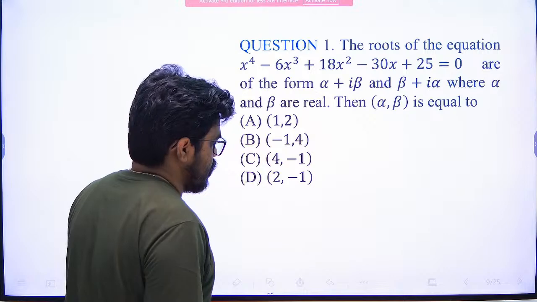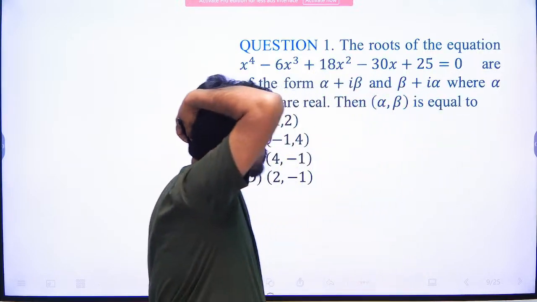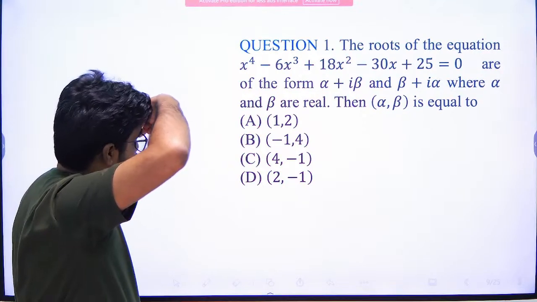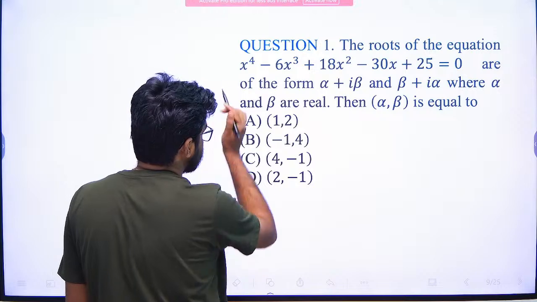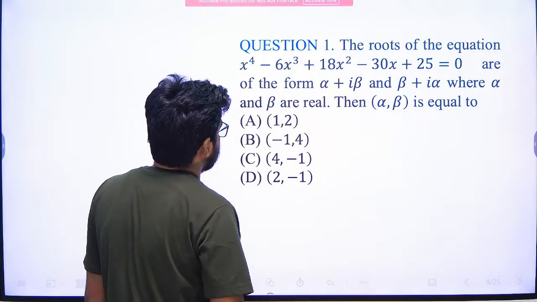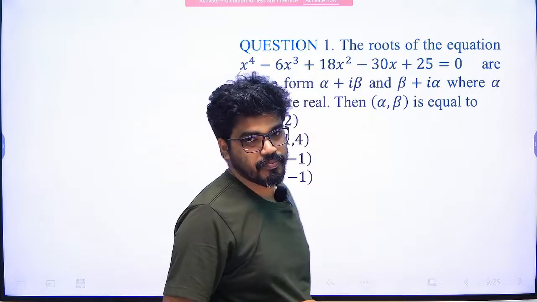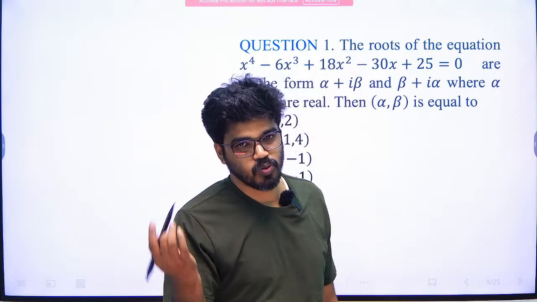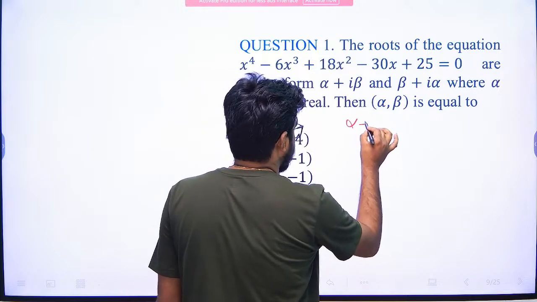ঠিক আছে, ওকে। So first of all, what is given here? Just see the roots of the equation, right? So what is the given equation here? The given equation is a biquadratic equation, right? So we know that if alpha plus I beta is a root, then alpha minus I beta will be another root, right?